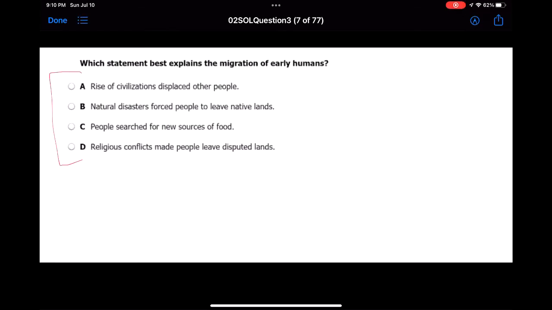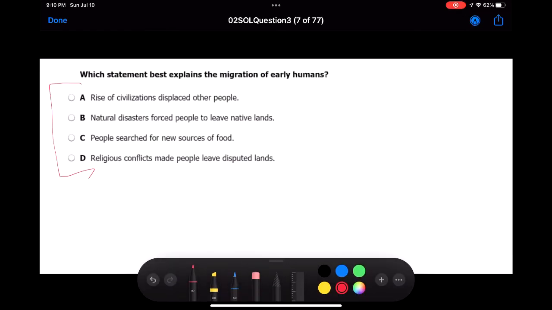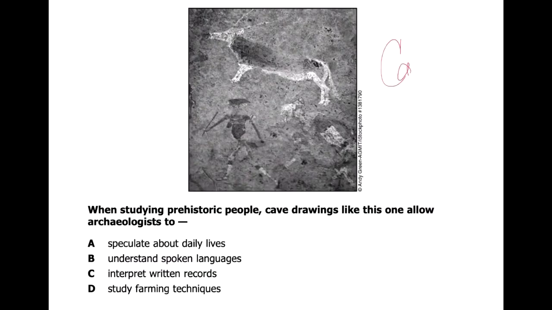All right, next, look at your 4 answer choices. The rise of civilizations displaced other people. Doesn't sound familiar. Natural disasters. Didn't talk about them. People searched for new sources of food. They did that every day. Religious conflicts made people leave disputed lands. Never talked about it. So which statement best explains the migration of early humans? C is the only one we ever talked about. People searched for new sources of food. That's why they migrated.